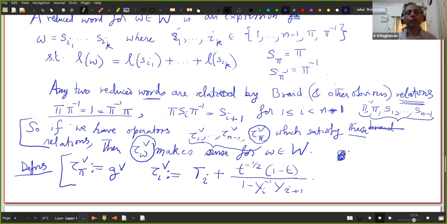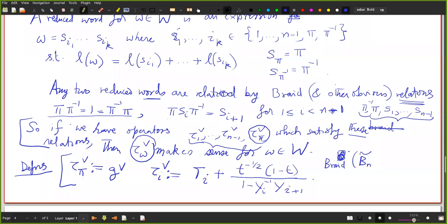So let me say B_N tilde, the braid group. These are all elements in the endomorphism ring of the polynomial representation. I mean, in the image of H_N tilde in the endomorphism ring of the polynomial representation.